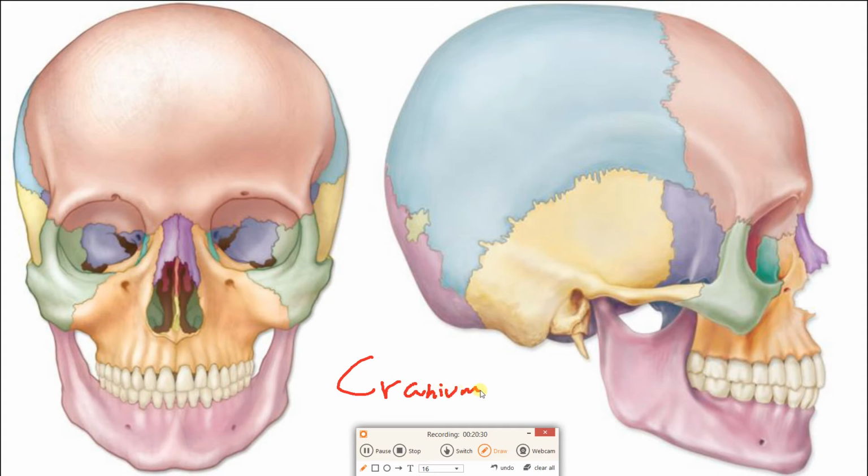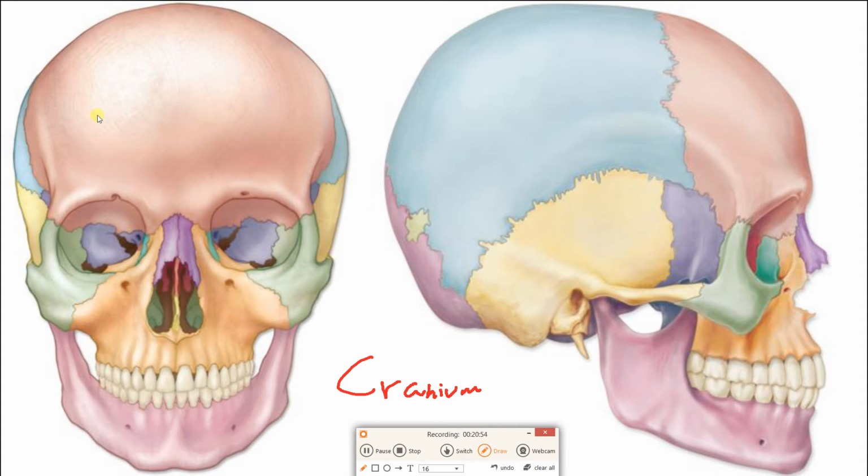Who remembers what cavity we have in the cranium? Shout it out. In the cranium, we have a cranial cavity. And so these bones of the cranium are all going to contribute to the cranial cavity. Now, I want to start naming some of these bones. We're going to name them all, and then we're going to go through them one at a time, okay?